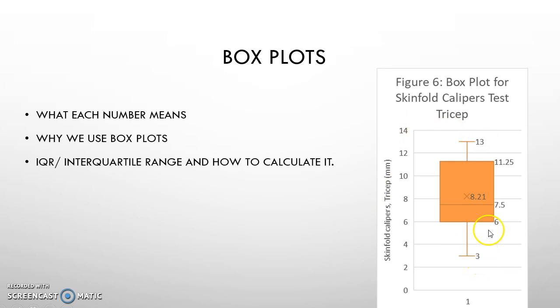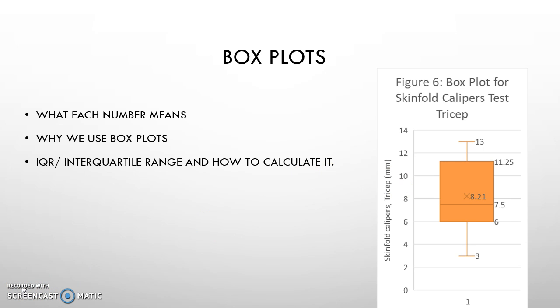And then here there's the number 6. We've got the lower quartile, and here we've got the upper quartile, the 11.25. The 7.5 is the median, so the middlemost number of all the results, and 8.21 would be the mean of the values, so all of the values added up together and then divided by the amount of values that there are.